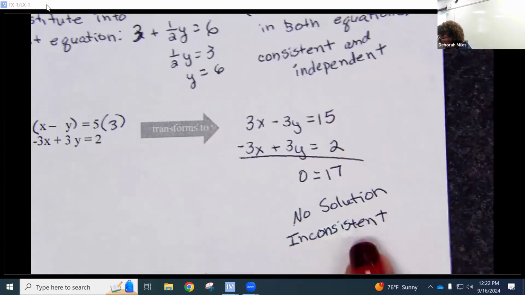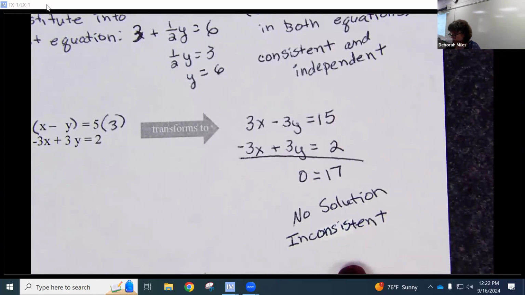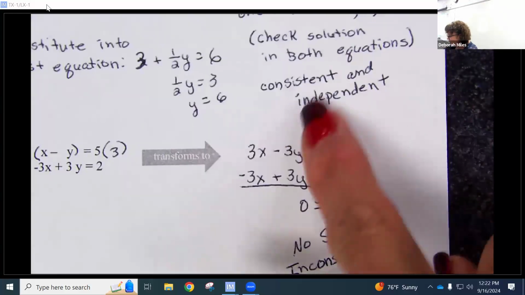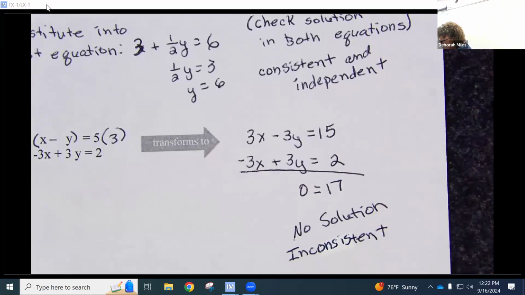And if it's inconsistent, then dependent, independent doesn't apply. You only use dependent, independent when there's at least one solution. All right, so we're through with that one. No solution.